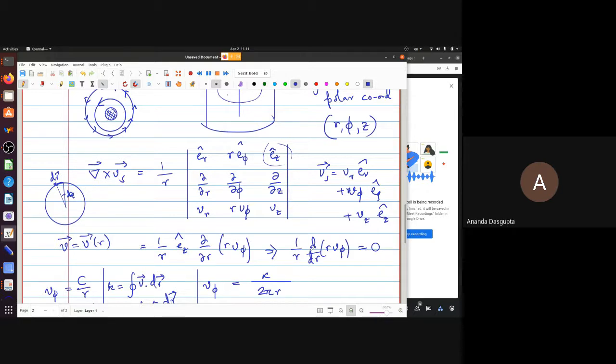My question is now the other way around. If you know that this V phi is C by R, does that mean curl of Vs is 0?